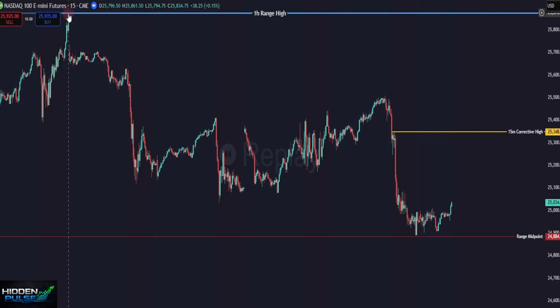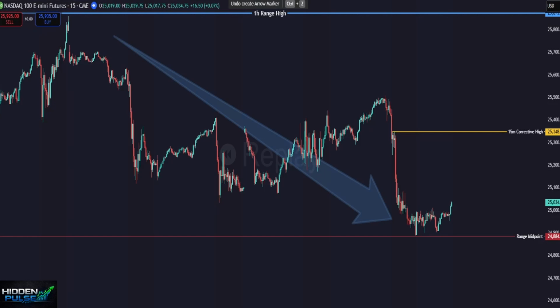We know price rejected from this high back on December the 11th, and price has been trending lower ever since. Now this is hindsight, but for me, I knew if price kept being bearish, we would likely see the algorithm test the range midpoint. The algorithm uses the midpoint of ranges to determine balance. So personally, my bias was bearish during this entire price move. So price has worked its way back to the midpoint.